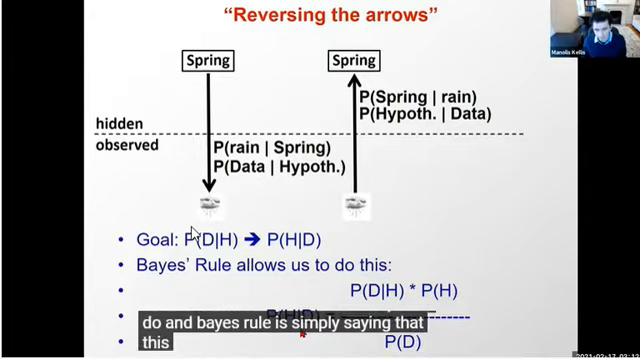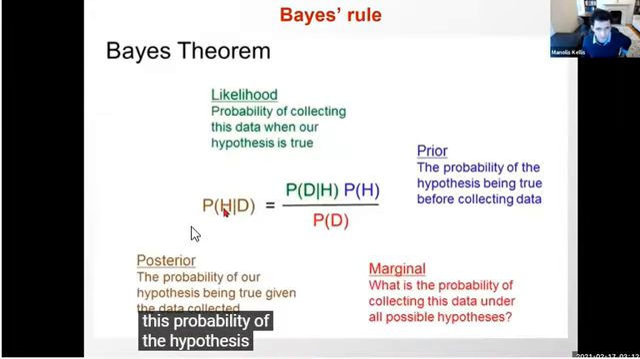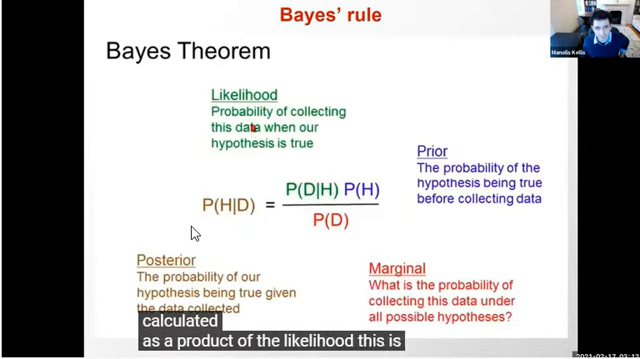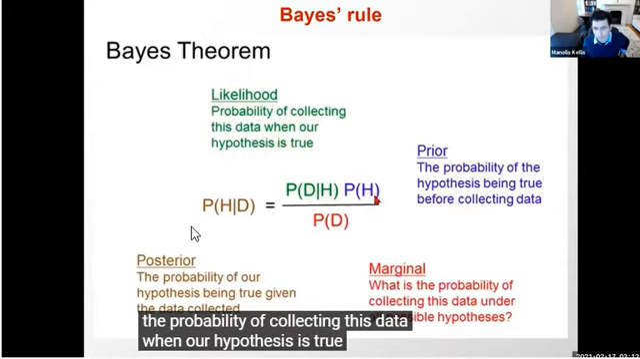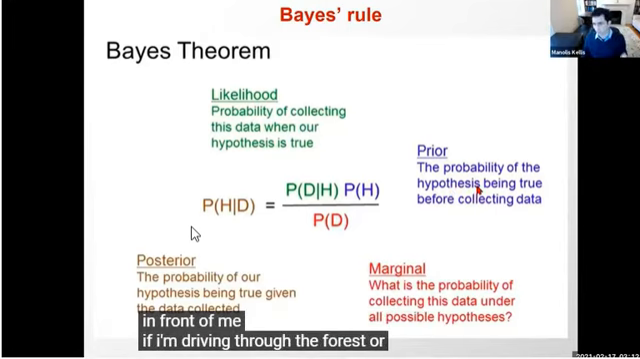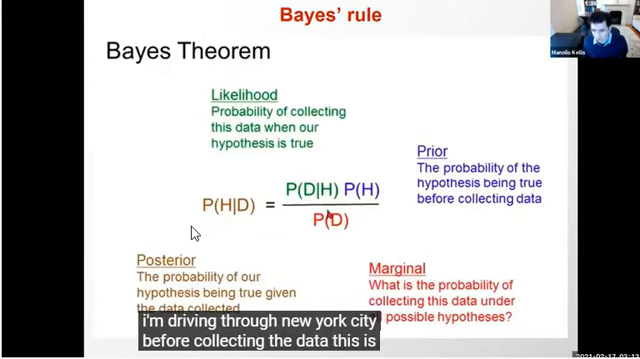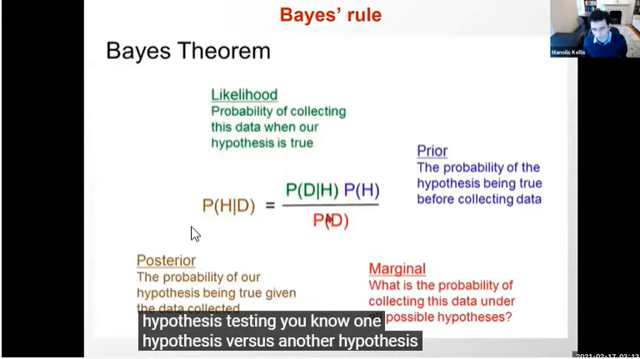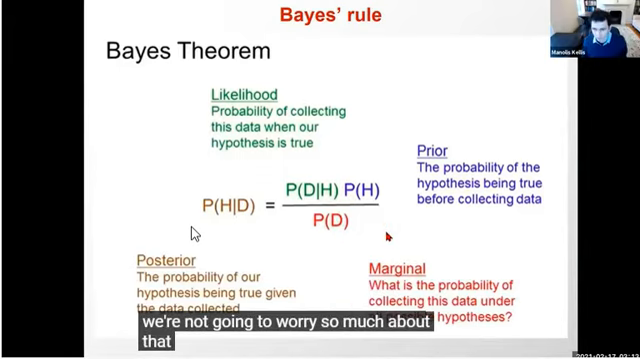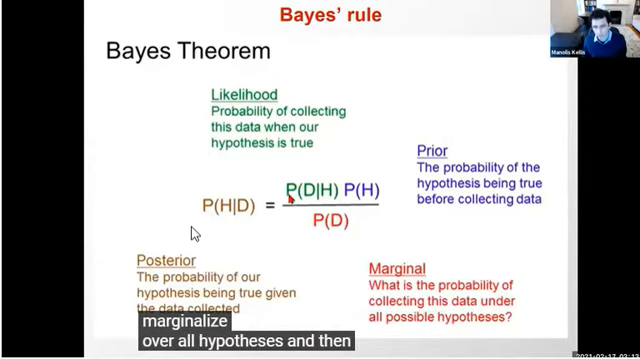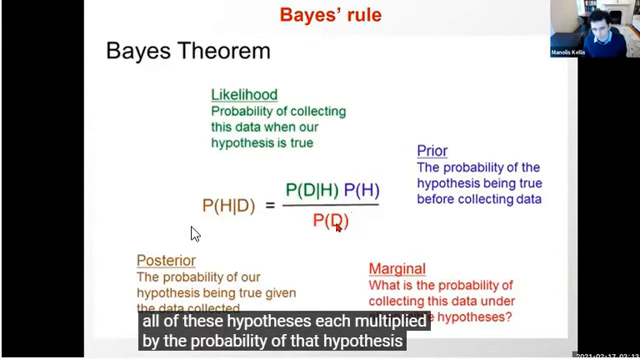And Bayes' rule is simply saying that the posterior probability of a hypothesis given the data can be calculated as the product of the likelihood, the probability of collecting this data when our hypothesis is true, times the prior for that hypothesis, namely, how often do I expect there to be a bus in front of me if I'm driving through the forest or if I'm driving through New York City, before collecting the data. This is your prior. And then the marginal is something that we can usually scratch away when doing hypothesis testing. If one hypothesis versus another hypothesis, the P of D is always the same, so we're not going to worry so much about that. But this is the probability of collecting these data under all possible hypotheses. So you can marginalize over all hypotheses and sum over all of them, each multiplied by the probability of that hypothesis, to get the P of D.